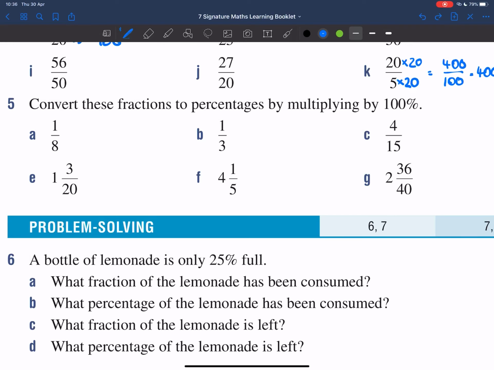So with these questions here, if you cannot turn this number here, the denominator, into 100, because we can't do that with 8, we just have another strategy, and the strategy is to simply divide 1 by 8. So 1 divided by 8. You can either do it with a calculator, or you do it with this simple strategy here, 1 divided by 8.